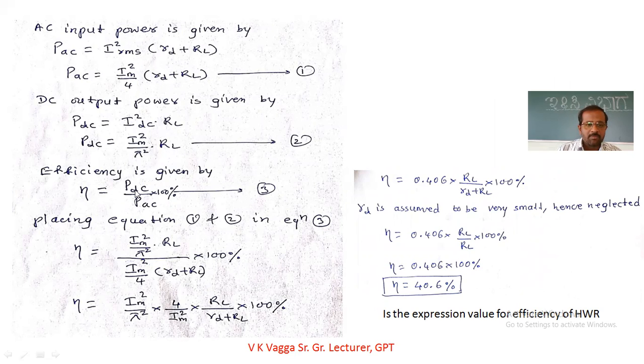If these two values are placed in this equation, after simplification IM square is going to cancel, and you are going to get 0.406 into RL divided by RD plus RL. RD is assumed to be very, very less, so it is to be neglected. Neglected means you should consider it as zero. It is 0 plus RL, equal to RL only. So it is 0.406 into RL divided by RL, RL is going to cancel, and you get 0.406 into 100. After multiplying with 100, you get eta equal to 40.6%. Understood? This is the efficiency for the half-wave rectifier.